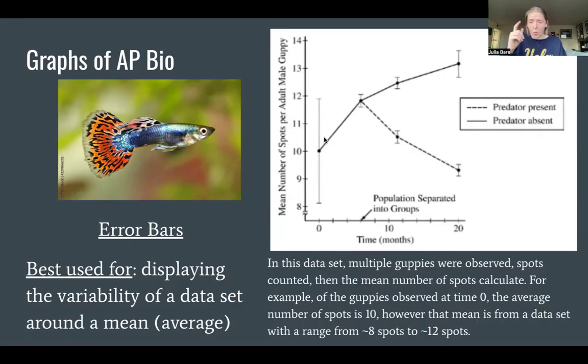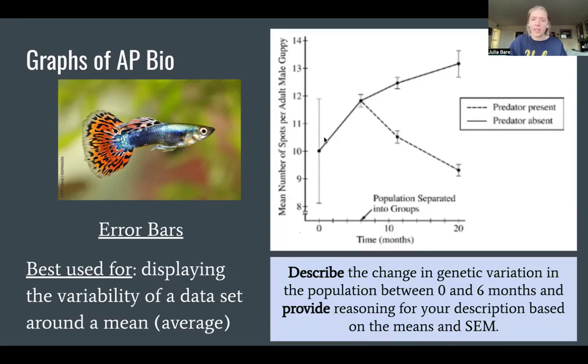Now, typically, when we've thought about error bars in the past, we've thought about them in the context of reliability. How reliable is your data based on the standard error of the mean or based on the standard deviation? However, for this graph, there's slightly something different happening here.